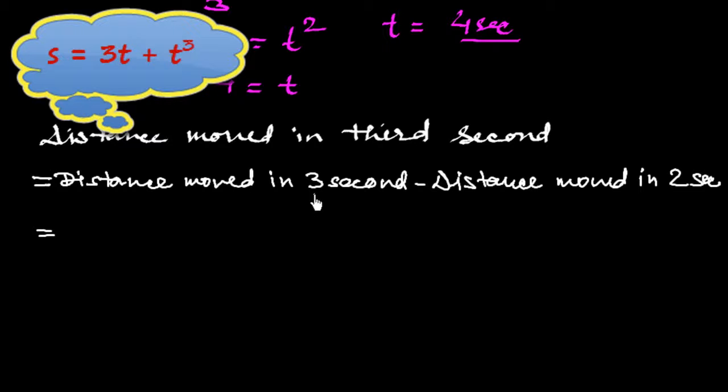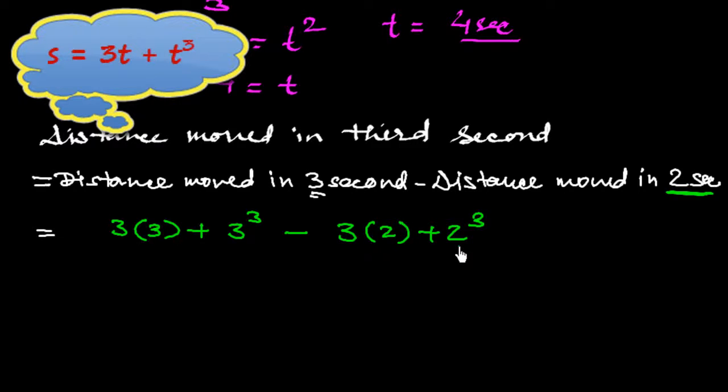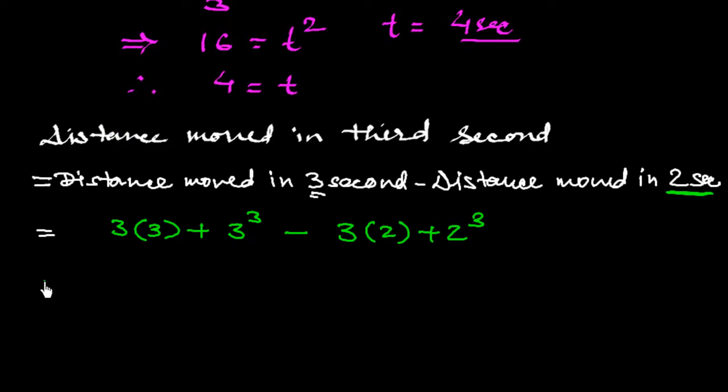So we will take t as 3 seconds first. So I write down here 3 into 3 plus 3 cube, minus, in 2 seconds we have to take 3 into 2 plus 2 cube. Instead of t we have to put 3 in the first term and 2 in the second term. So we get here finally 3 times 3 is 9 and 3 cube is 27, minus 3 times 2 is 6 and 2 power 3 is 8.